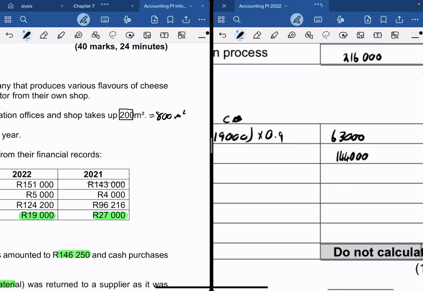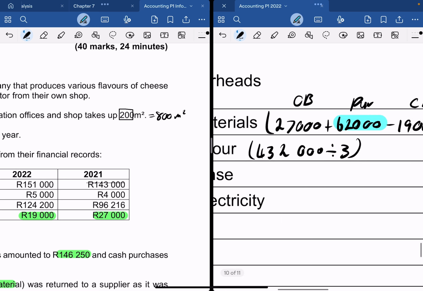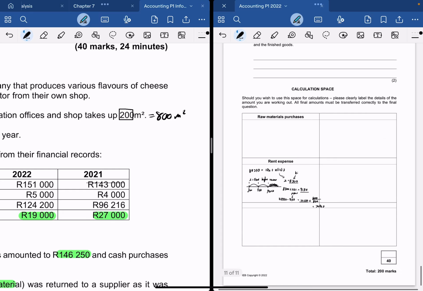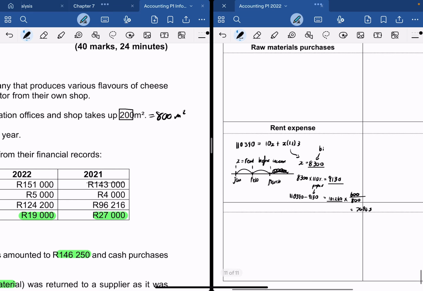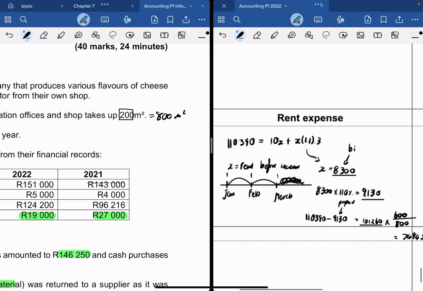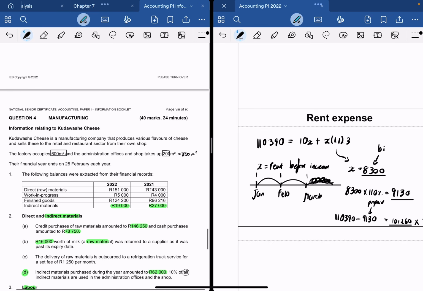Come back here, and then 74945. And then even if you got this answer wrong, they would come see your rent expense working and you would get part marks. This is probably a 5, 6, 7 mark calculation. Quite a hectic one. But now we sorted that out. Don't need to do much more there.